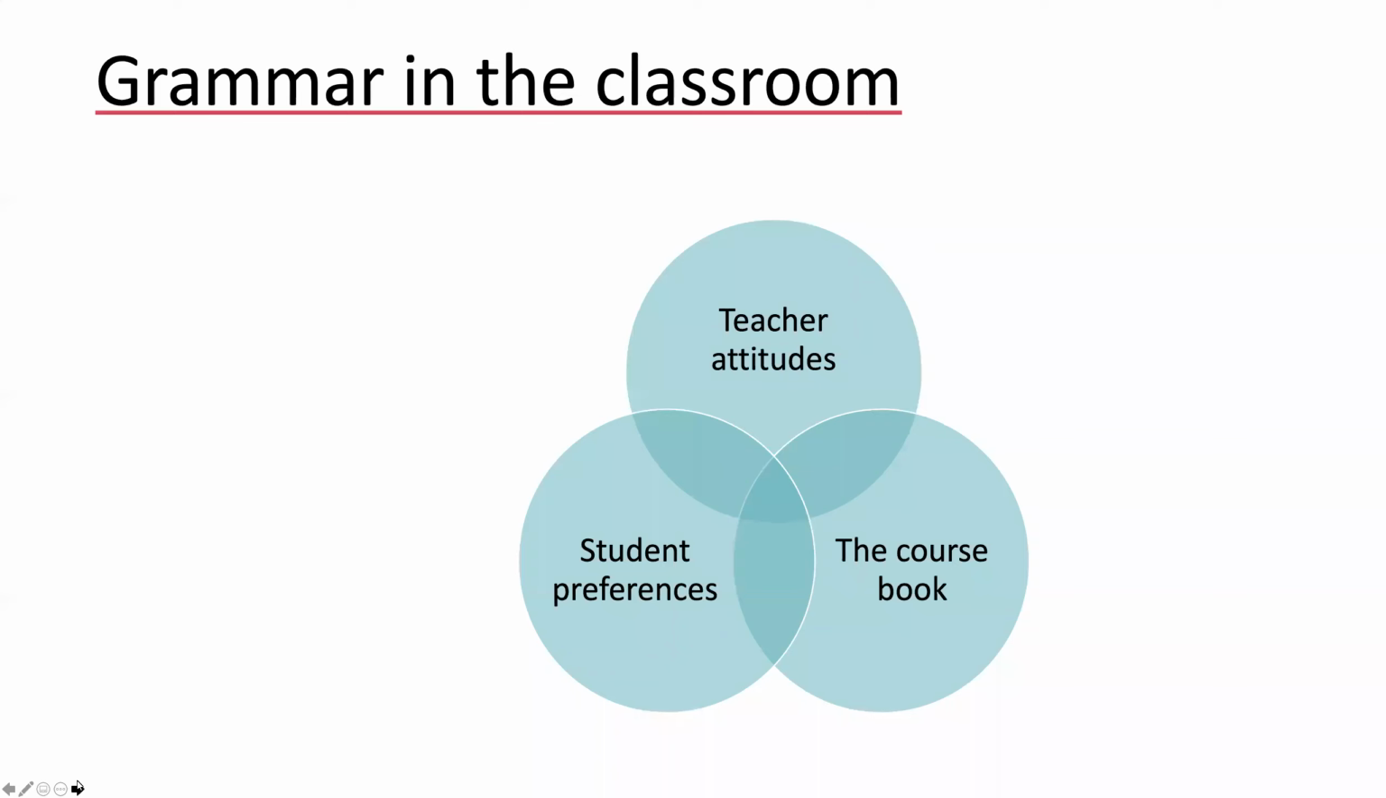They may be using their own material, but often, if not a course book, there are some kind of teaching materials which are likely to include some kind of focus on grammar. Now, if all of those three overlap, as they do at the very center of this diagram, well, I guess we're in a pretty happy place. The students' preferences and the teacher attitudes match, and the course book provides what you want. So that's a happy situation.